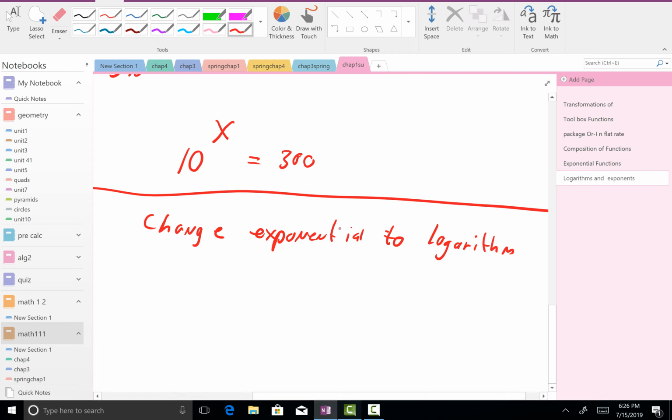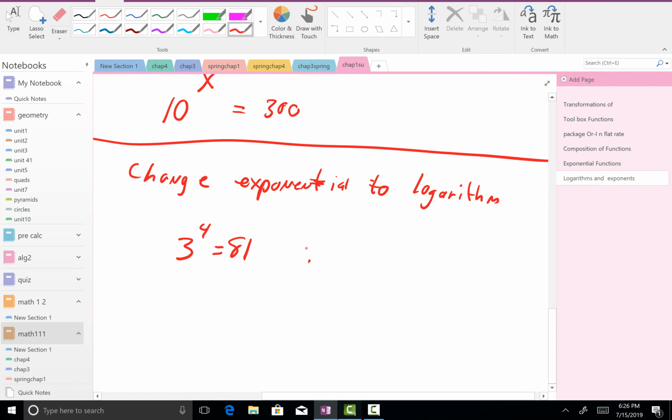So they're going to give you an exponential, kind of like what I was doing. So 3 to the 4th is 81. So that means we're going to change this to a log. So log, what's the base? 3. What are we going to take the log of? And that's going to equal what? There you go. That's all you got to do. Okay.